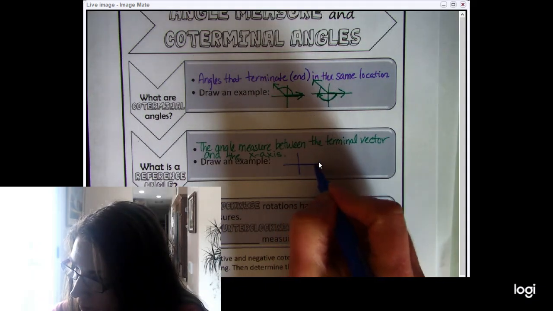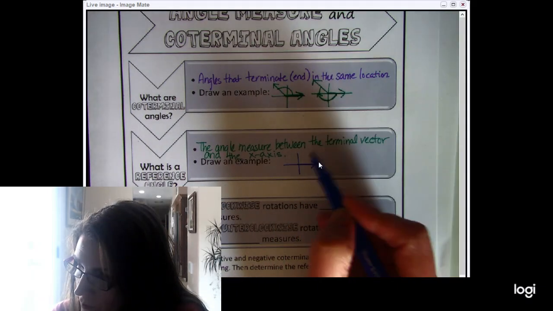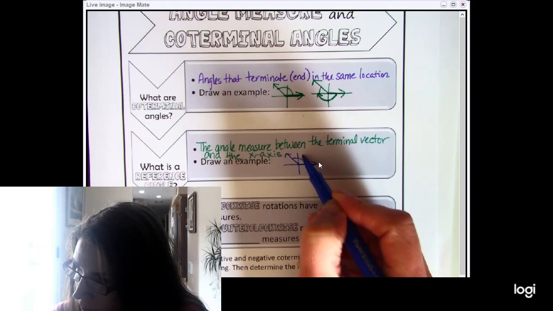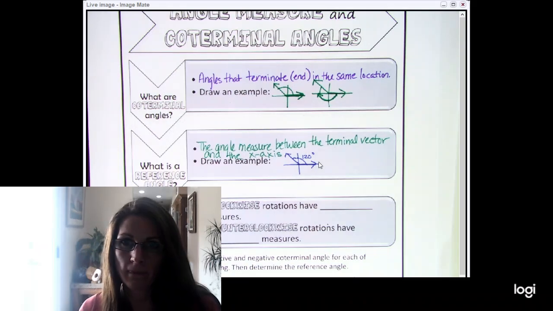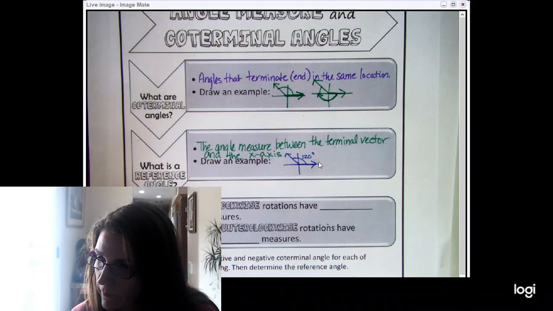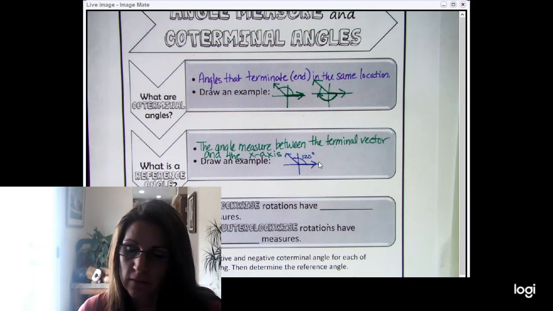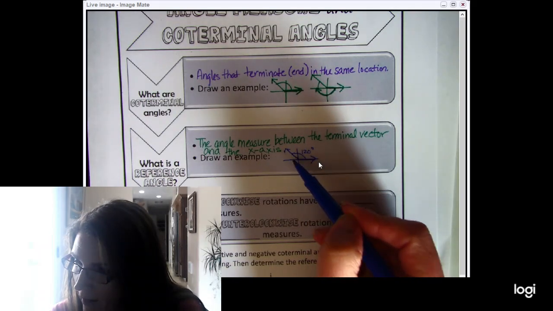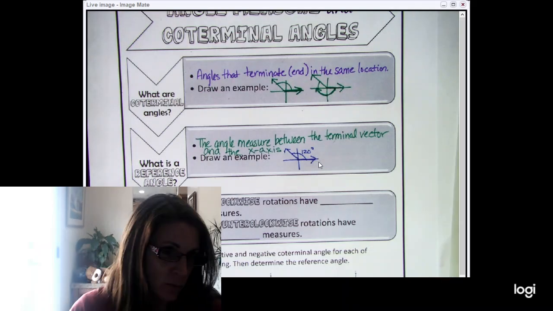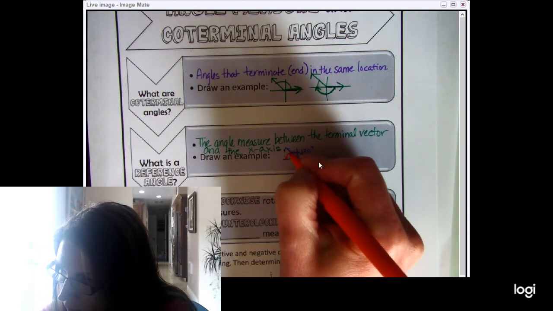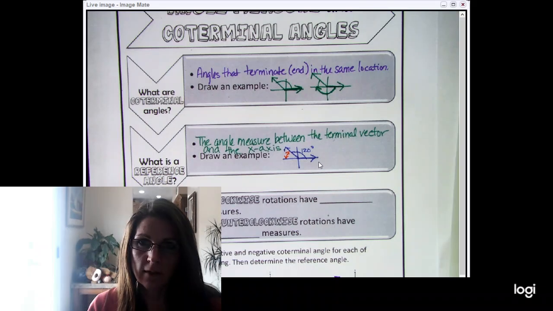If I have an angle with measure, there's 90, let's go another 30. So let's call this angle 120 degrees. Okay, I just said the reference angle is the measure between the terminal vector and the x-axis. Here is my terminal vector. It's where the angle ends. How far is it? We'll use a different color to highlight that. How far is it from that terminal vector to the x-axis?